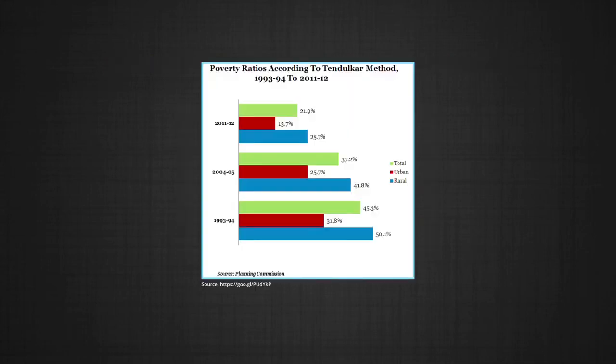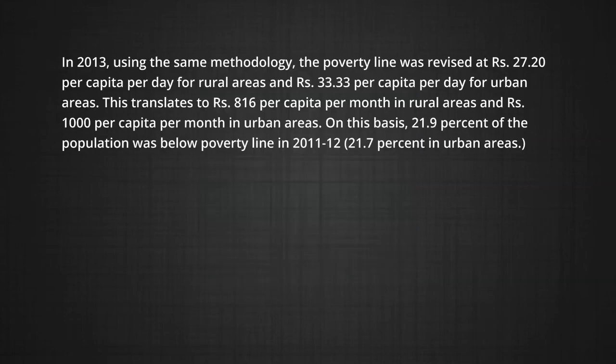On this basis, 41.8% of the rural population and 25.7% of the urban population was estimated to be below the poverty line in 2004-05. Now, let us see for the country as a whole, 37.2% of the people were below the poverty line in 2004-05.